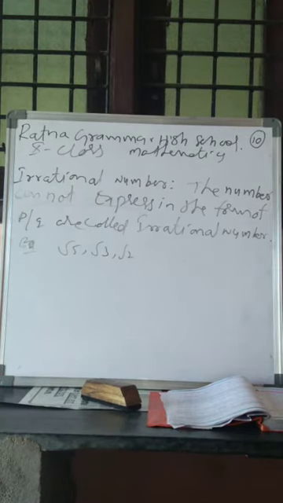You already know that the numbers that can be expressed in the form p by q are called rational numbers. The numbers that cannot be expressed in the form p by q are called irrational numbers. Examples: root 5, root 3, root 2, like that.